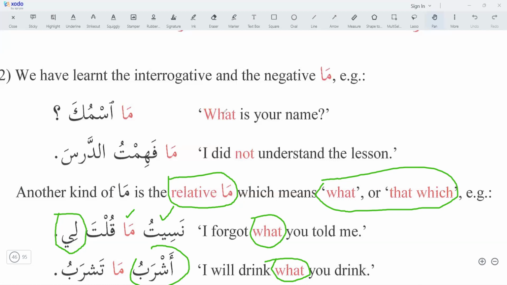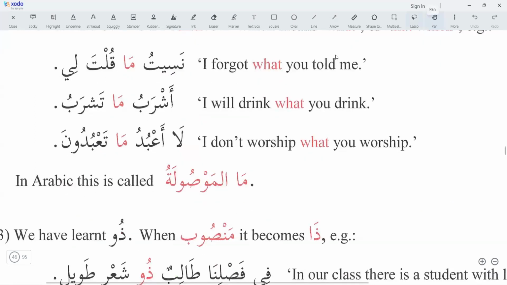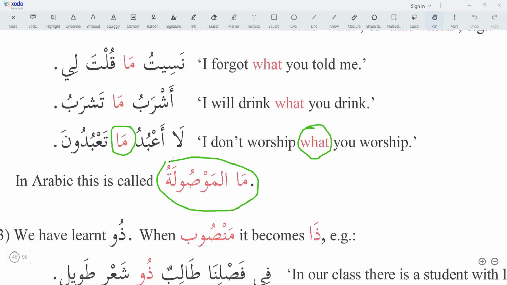Okay. La a'budu ma ta'budun. So this ma is used in Surah Kafirun. You can notice there: La a'budu, I don't worship. Ma ta'buduna, what you worship. In Arabic, this is called ma al-masulatu.